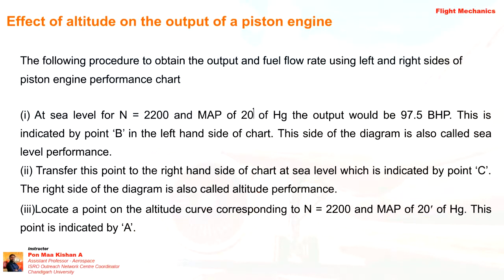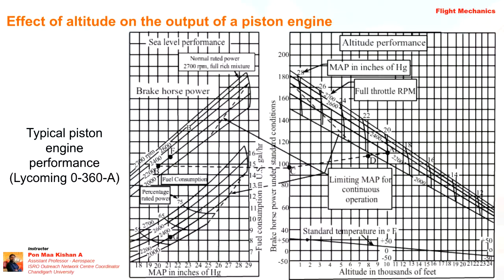Okay, so I am going back to the graph chart again. So now we have to see the altitude performance. Okay, so our 2200 curve is here, right, and 20 manifold pressure is mentioned here, right? So the 20 manifold pressure curve is like this. So this is our 2200 curve. So where it is intersecting, here it is intersecting, that point is taken as A. So I hope you can understand, right?